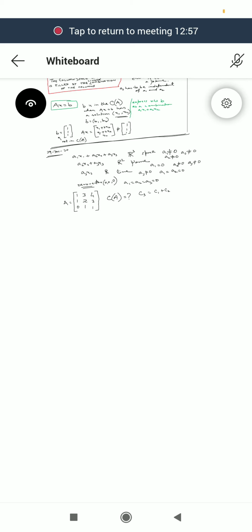So even though it has got three vectors in 3 dimensions, the column space is still a plane. But the question is, how do I know the independent columns?